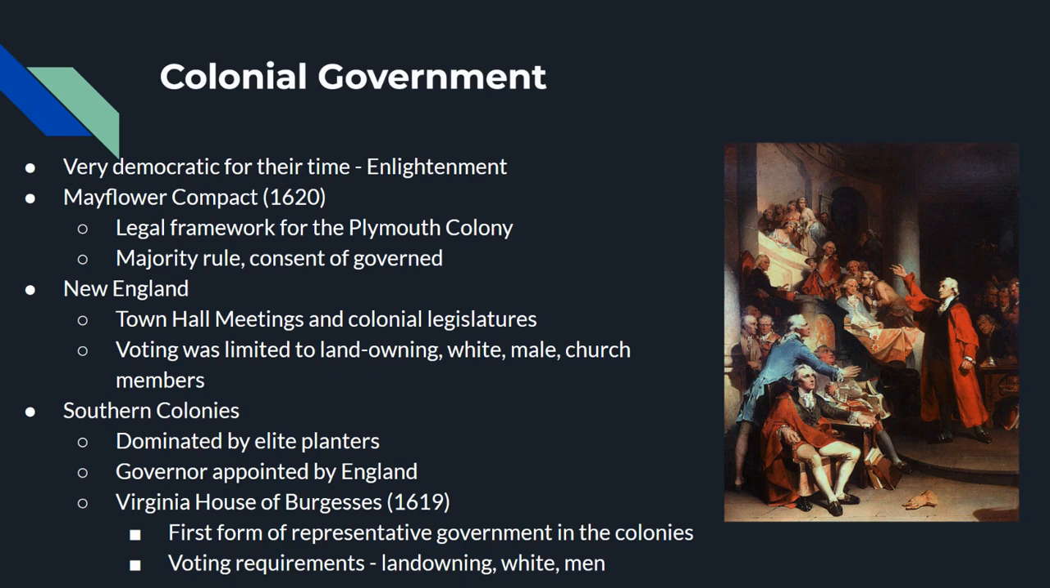And lastly, in the southern colonies, again, it's dominated by elite planters, and some of the governors are going to be appointed by England, but they do have representative forms of government. For example, and this is a really important example to know, the Virginia House of Burgesses from 1619. Try to commit this one to memory. This is the first form of representative government in the colonies. And again, voting requirements, landowning white men, but it's more democratic than what they were used to in England.